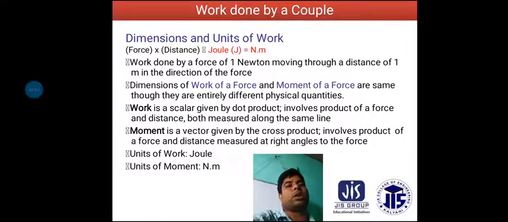Now work is a scalar given by the dot product, involves the product of the force and the distance, both measured along the same line. And obviously the moment is a vector given by the cross product, involves the product of a force and distance measured at right angles to the force. The unit of work is the joule, and the unit of moment is also the Newton meter.